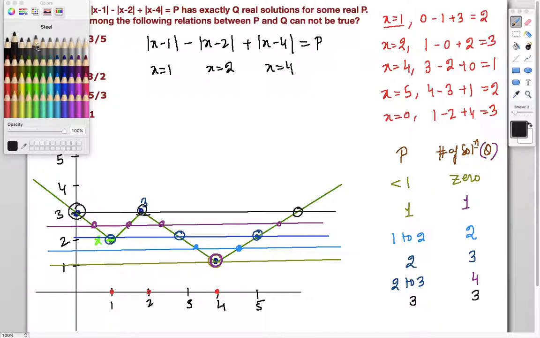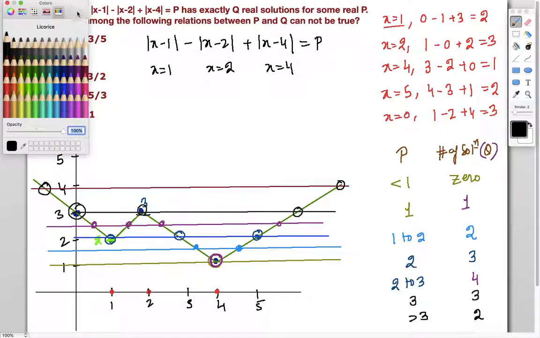And the last part, if P is greater than 3, like if I take 4 or 5, something like this one, so it is cutting the graph at how many points? Exactly 2 points. You can see this is 1 point and this is the second point. So when P is greater than 3, the total number of solutions is going to be equal to 2. So this is the complete analysis of the graph. And once you analyze this particular graph, on the basis of this, a lot of questions can be framed here.